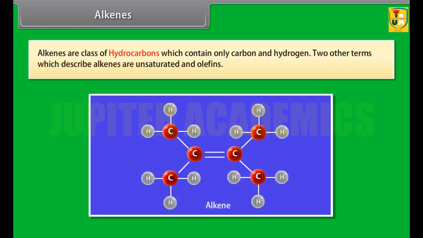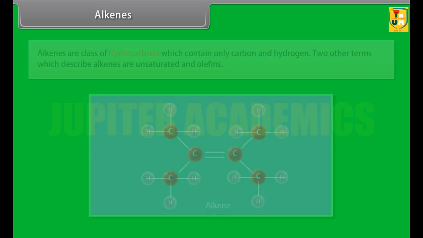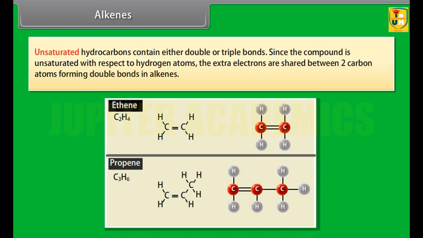Alkenes. Alkenes are class of hydrocarbons which contain only carbon and hydrogen. Two other terms which describe alkenes are unsaturated and olefins. Unsaturated hydrocarbons contain either double or triple bonds.